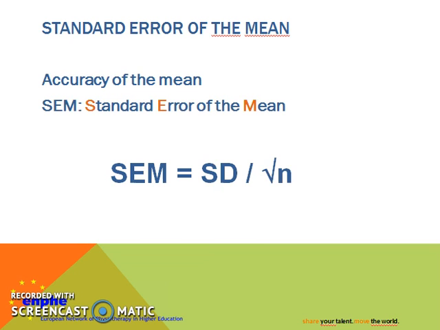To express the accuracy of the mean, the standard error of the mean can be calculated. This is the formula. Standard error of the mean is the standard deviation divided by the square root of n, the number of participants.